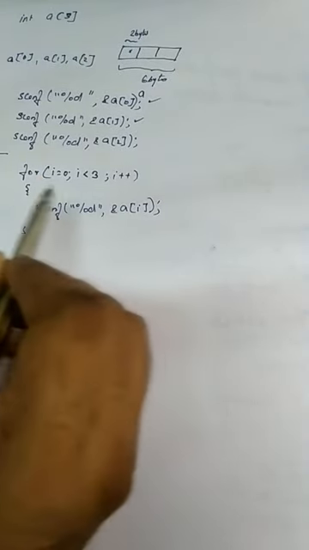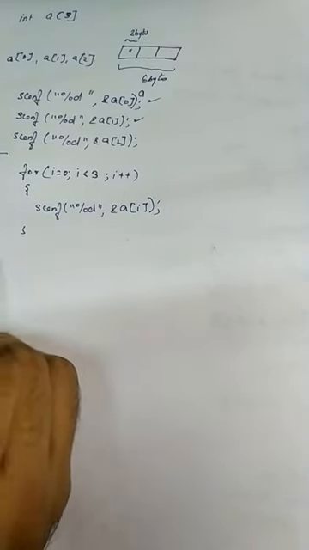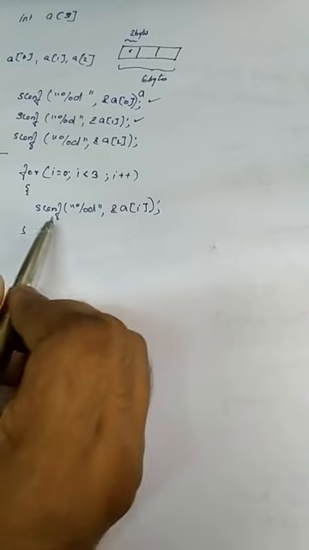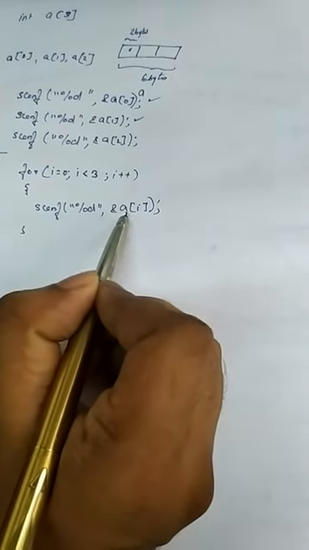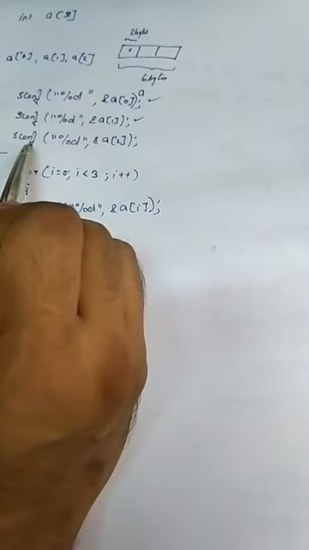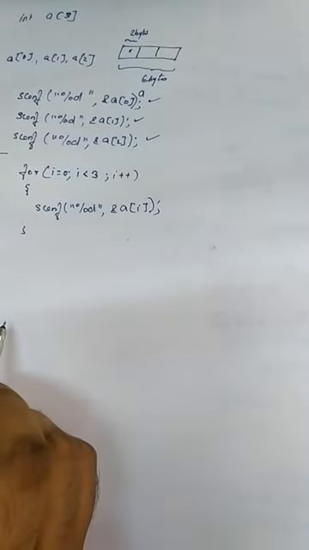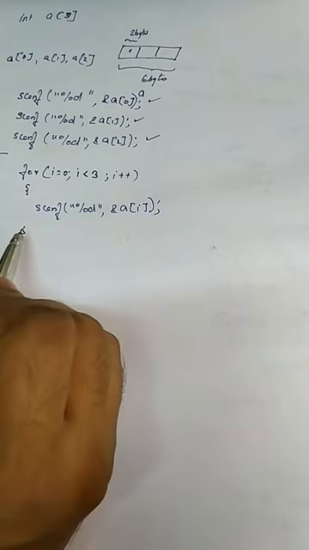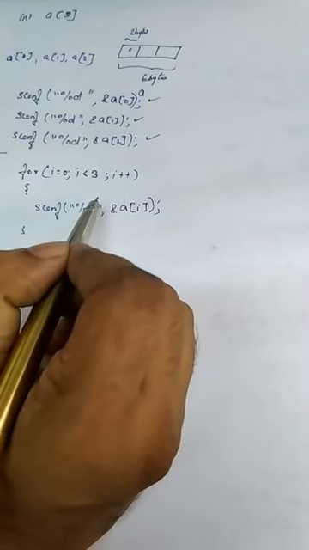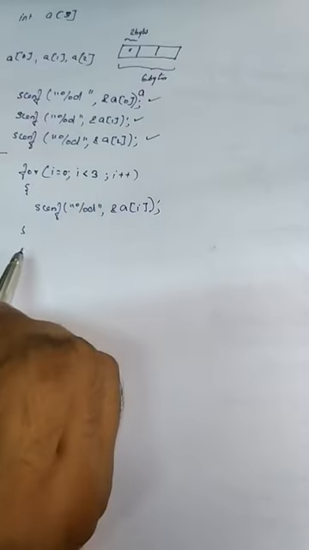Okay. Now when the loop repeats, again the value of i will be incremented and the value of i will be 2. Okay. Now again 2 is less than 3. So it again enters the body of the loop. Now scanf %d ampersand a of i. a of i is a of 2, so address of a of 2. So it is similar to the third statement, scanf %d address of a of 2. Okay. Likewise, again the looping variable i will be incremented, i plus plus, so the value of i will be 3. 3 is not less than 3, the condition is false, so it will come out of the loop.